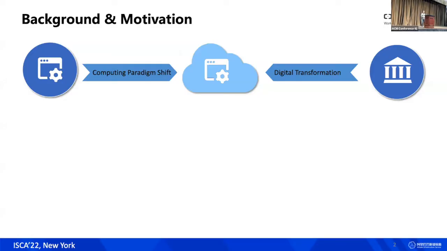Okay. So in the past decades, we're seeing a grand computing paradigm shift, where more and more offline and monolithic applications are moving towards the cloud to take advantage of the elasticity and cost efficiency the cloud has to offer. On the other hand, we're also seeing traditional enterprises and businesses going through digital transformation to embrace the cloud, and the pandemic only accelerates this transformation. Therefore, the cloud has become a high-value target for various kinds of attacks.